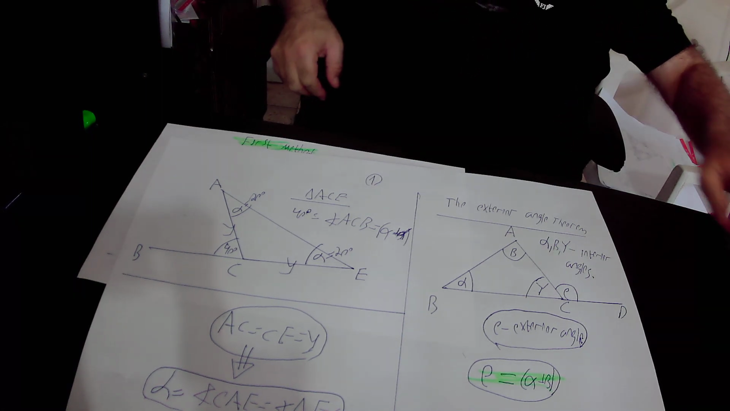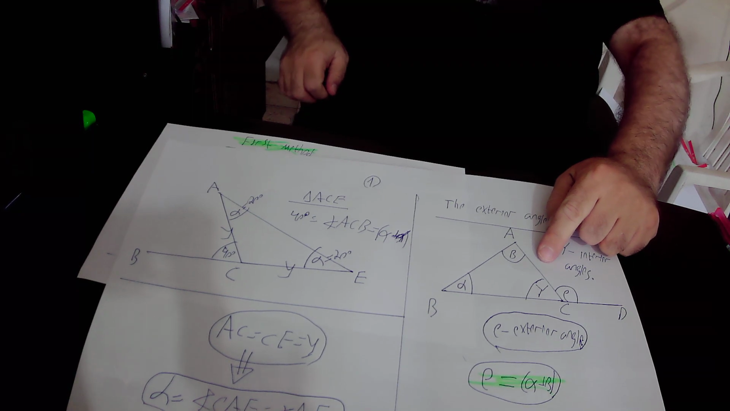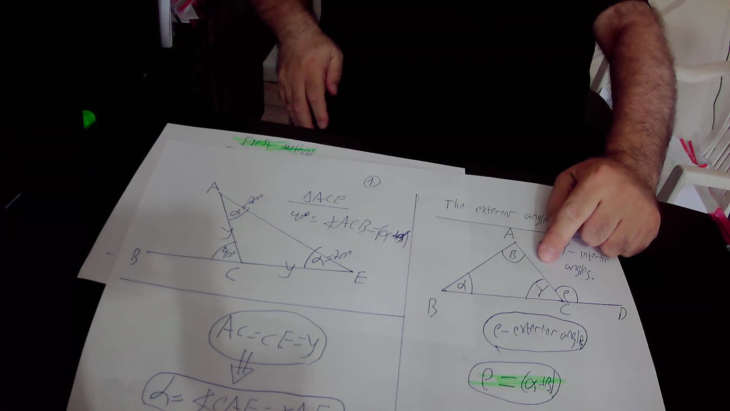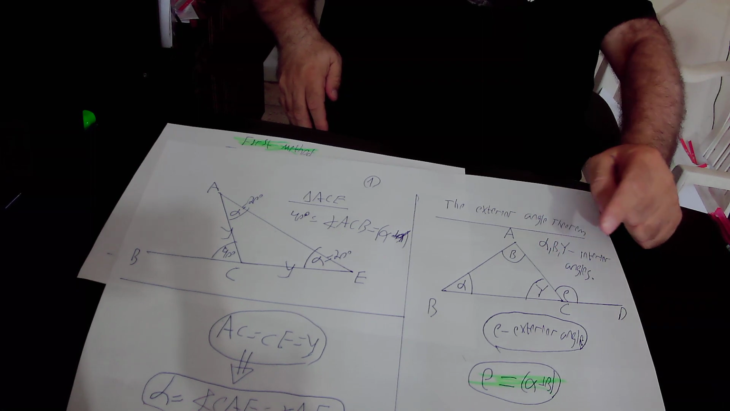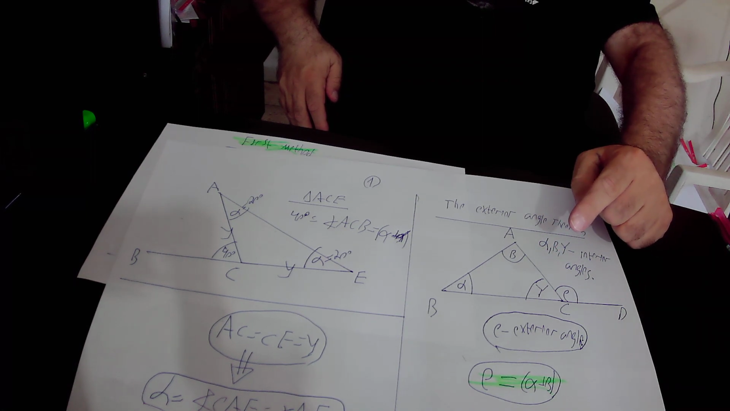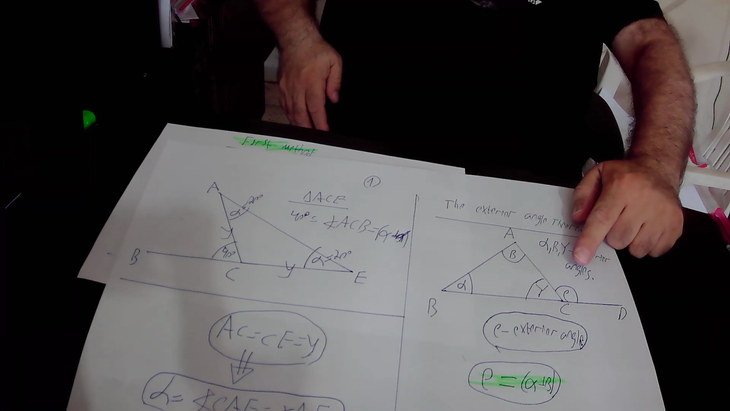So we have here triangle ABC that could be any triangle. The three angles inside triangle ABC are alpha, beta, and gamma, and those three angles are defined as interior angles. Why? Because they are located inside triangle ABC, while this angle, angle ACD, is defined as an exterior angle. Why? Because it is located outside triangle ABC.